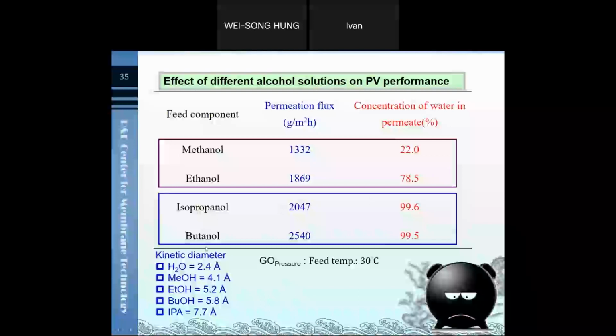We can see that for isopropanol and butanol, the water concentration in permeance is good, but for methanol and ethanol, the water concentration in permeance is poor. It's because the kinetic diameters of butanol and isopropanol are huge compared with water, so those two are easy to separate. But for methanol and ethanol, their kinetic diameter is smaller, similar to water, so when we separate them from water, it's difficult.